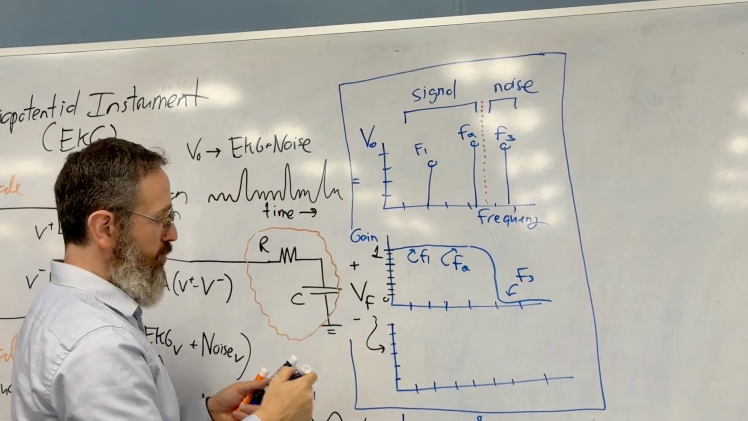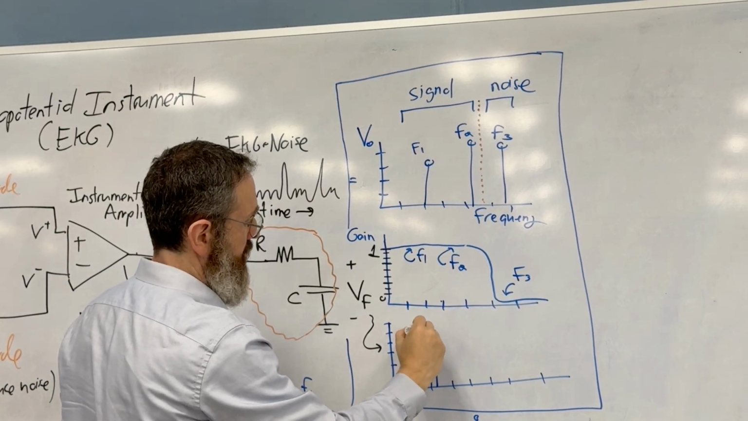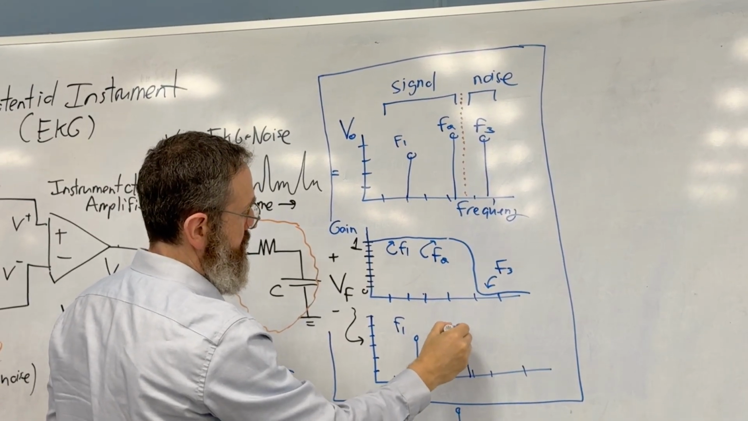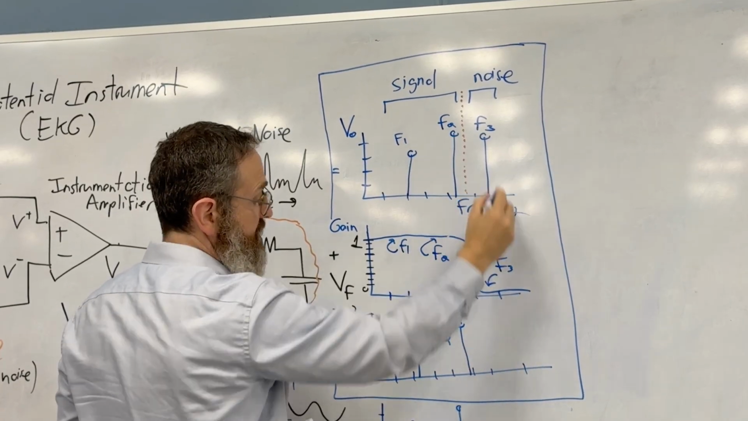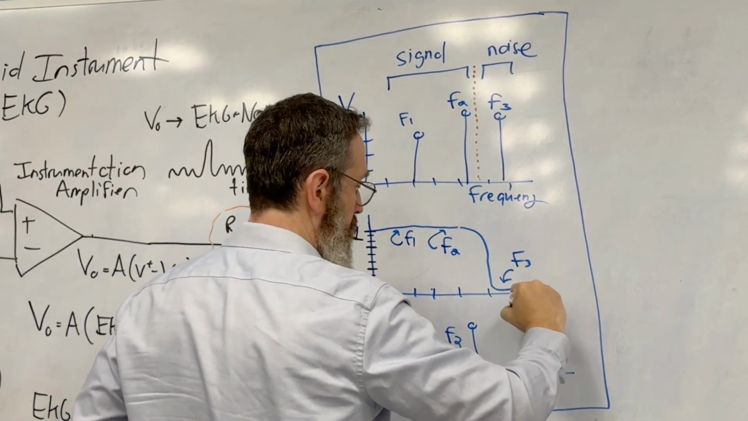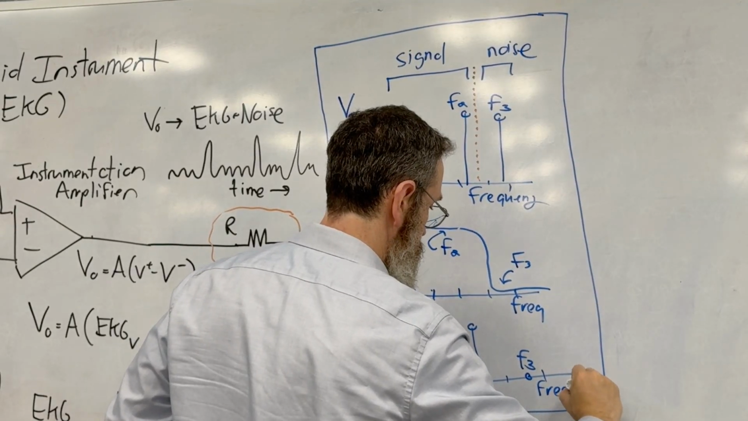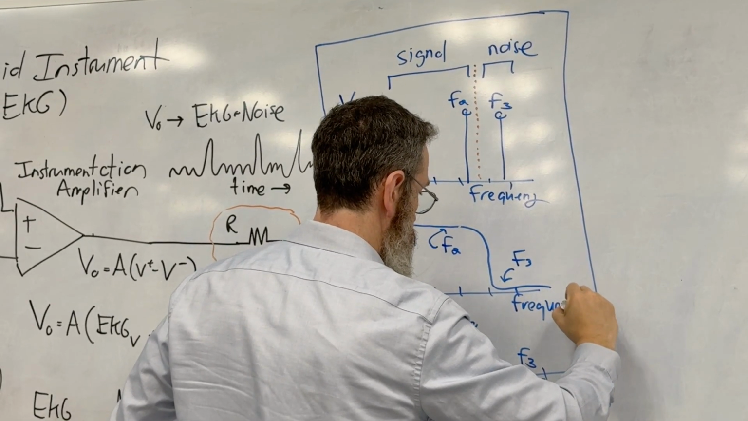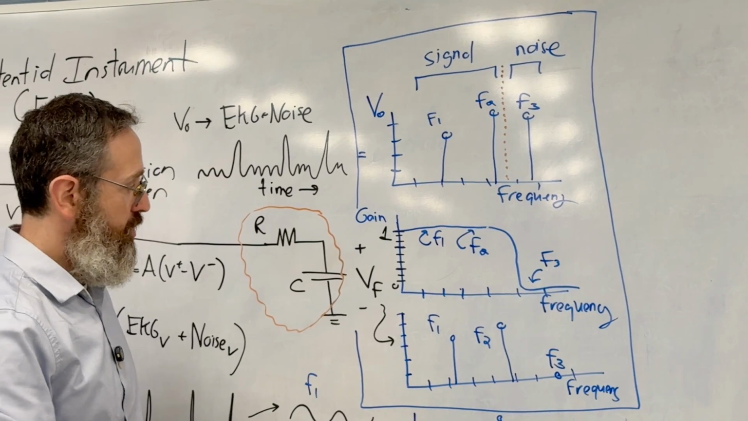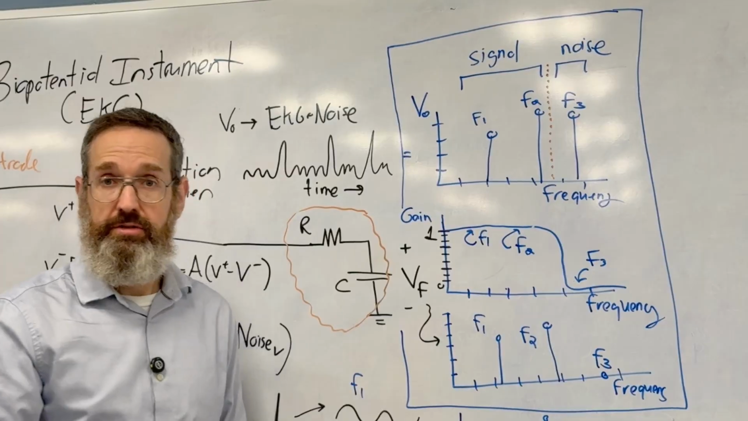Well, what we're going to get is this sinusoid will be protected, F1. This sinusoid will be protected, wherever that lands here, F2. But this sinusoid here is gone. And again, all these axes here are in frequency. So you start with 3 sinusoids, you end up with 2 sinusoids.